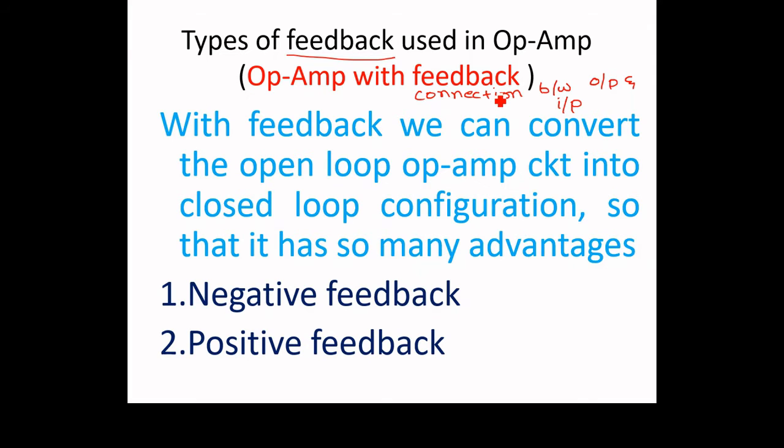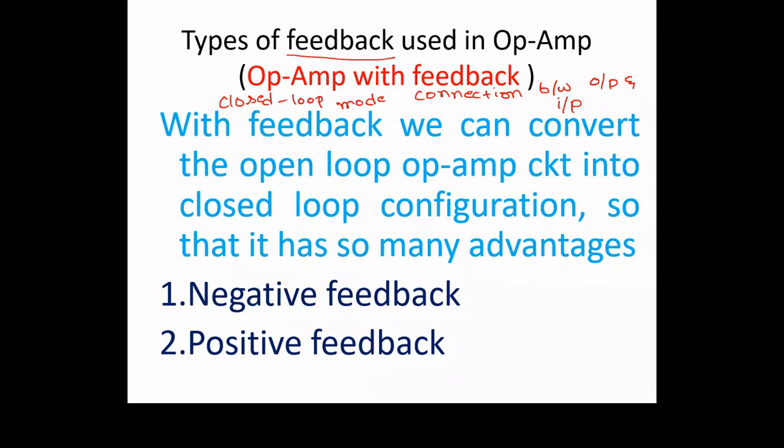If a connection exists between the output and input, then we say the device, whatever it may be, is operating in feedback. Here we are considering the device as the op amp. So the operational amplifier is said to be operating in the feedback mode, or closed loop configuration, or closed loop mode, whatever it may be.